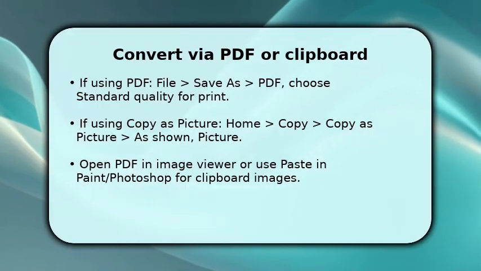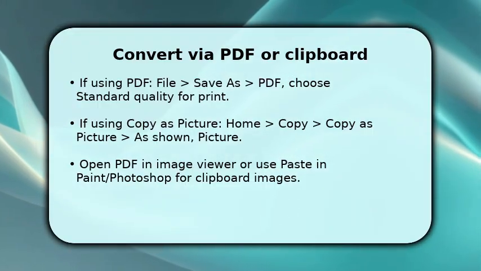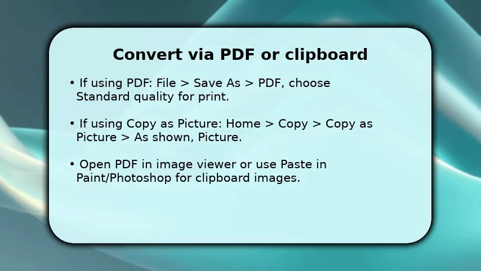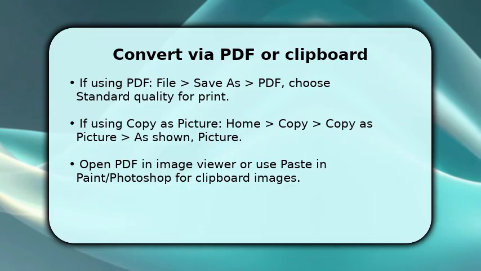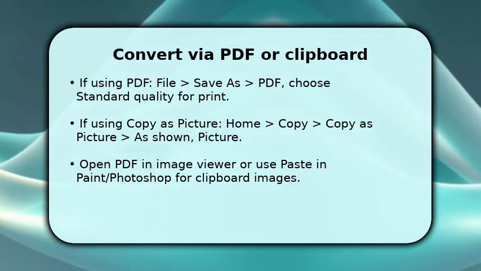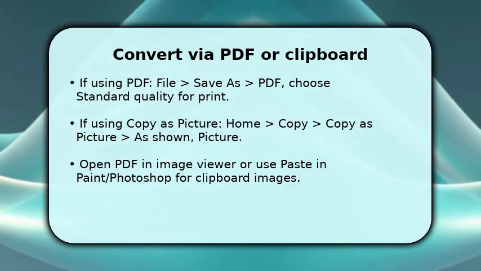If you used Copy as Picture, paste into Paint or Photoshop, then crop and export as JPG. Make sure to set resolution or export quality. Higher DPI yields crisper text. Lower quality keeps file size small. Name and save with a clear file name.